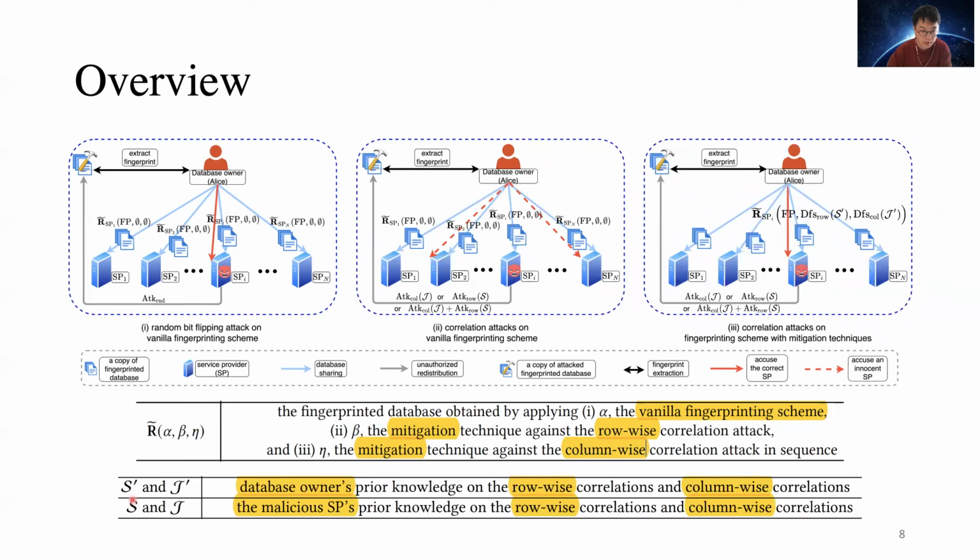In the paper, we use S prime and J prime to denote the database owner's priority on the row-wise correlation and column-wise correlation. And we use S and J to represent the malicious service provider's knowledge of the row-wise and column-wise correlation.